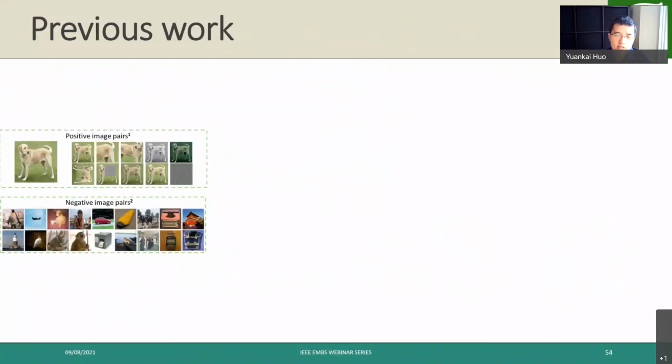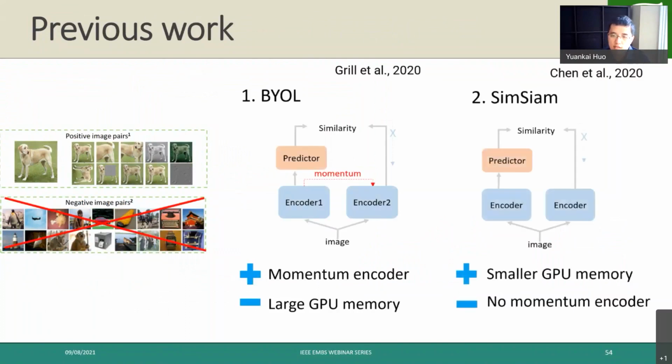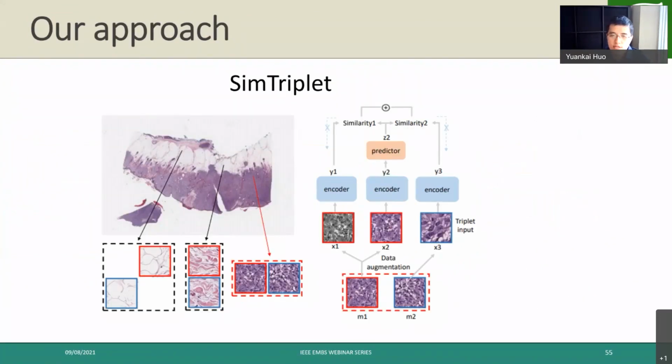Okay, so the next question is: can we use the technology with only positive pairs? Fortunately, later in 2020, we got good technologies, BYOL and SimSiam, to deal with contrastive learning with only positive pairs. But they either use a momentum encoder or just ignore momentum. So here is the new technology we propose, called SimTriplet.